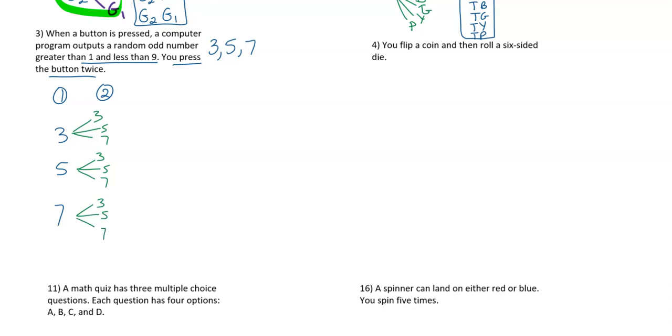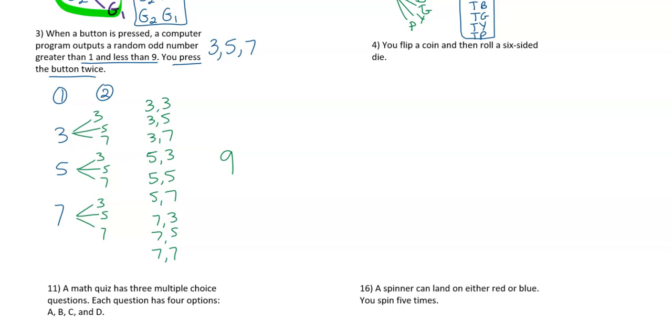And so here we have 9 different outcomes. We have 3, 3, 3, 5, 3, 7, 5, 3, 5, 5, 5, 7, 7, 3, 7, 5, and 7, 7. And that would be our sample space. And our sample space shows us that there are 9 total outcomes.